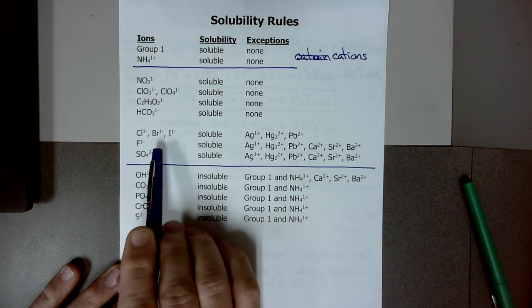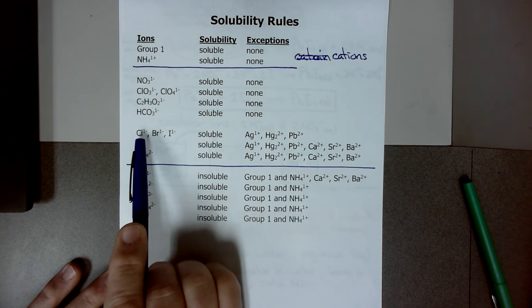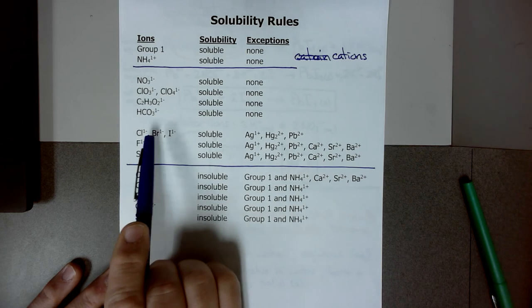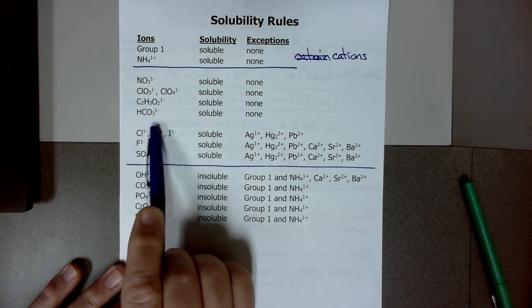Now here we start to have some exceptions. Our chlorides are halides, so we have chloride, bromide, and iodide. Those are the halides.